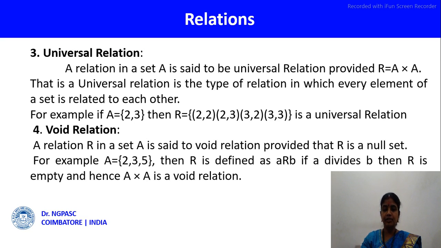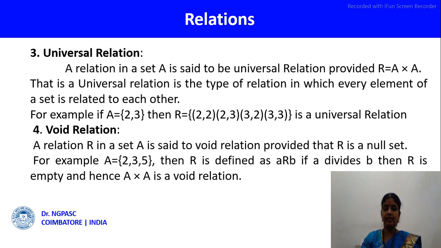Universal relation. A relation R in a set A is said to be a universal relation provided R equals A cross A. That is, every element of the set is related to every other element. For example, A equals {2, 3}, then R equals {(2,2), (2,3), (3,2), (3,3)}. Every element is related to each other.